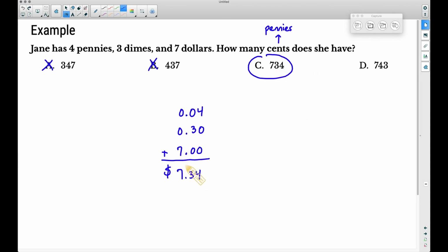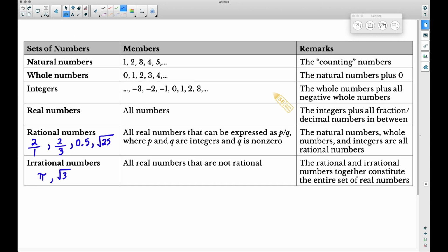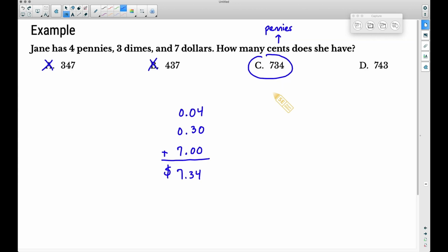So yes, Jane does have $7.34. But if we talk about just cents, that's going to be 734 cents. 734 pennies, that would equal $7.34. And there you have it, a lesson on numbers, place value, some of the basics of place value, how we can classify numbers, and then we have an example to round out this lesson.